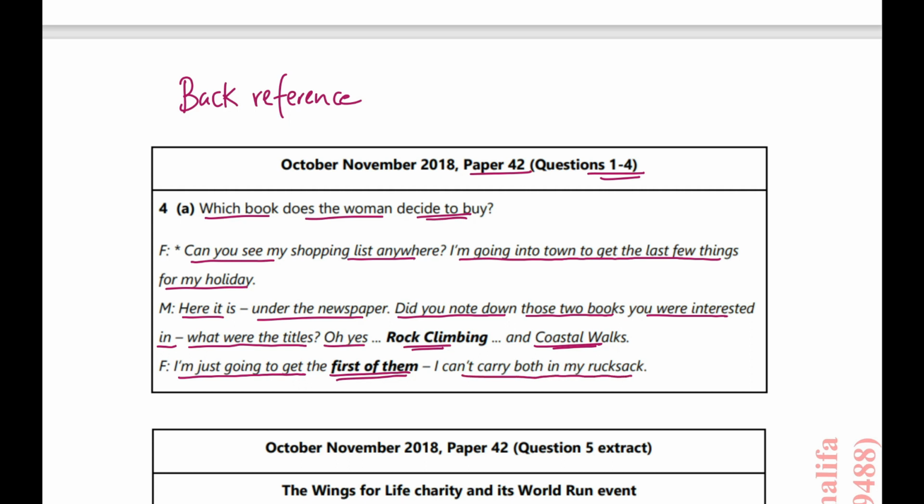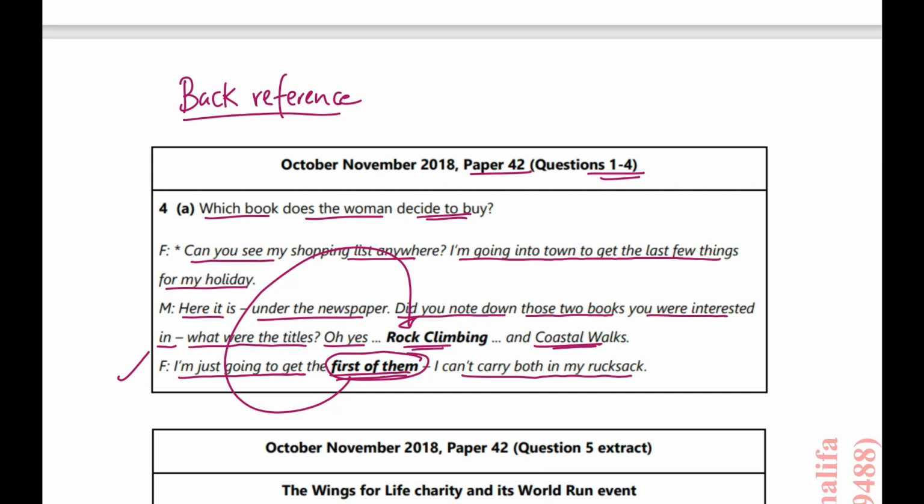Rucksack. Remember here, in this example, the meaning of the first of them can only be understood by checking what phrase it refers back to in the text. You got the point. So here it refers to Rock Climbing. So here I can say the examiner has created this item using the back reference technique. You got the point? Remember the back reference.